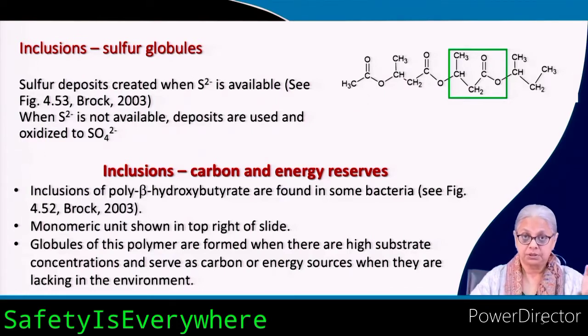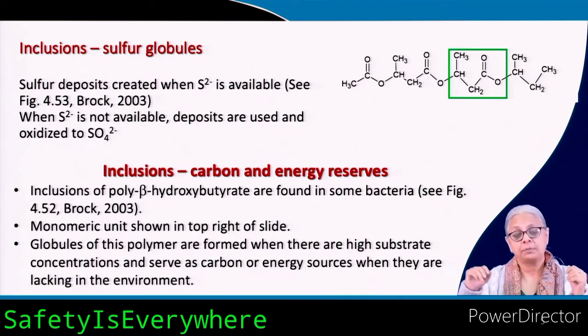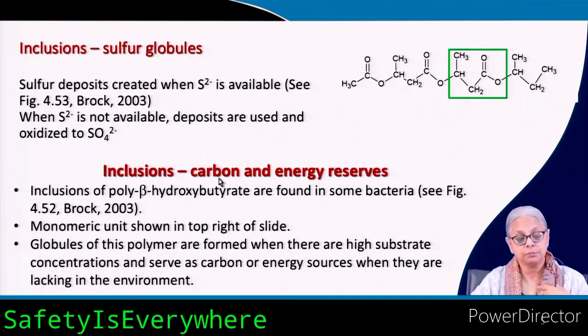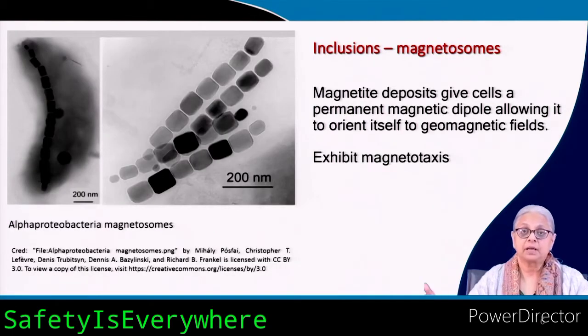Globules of this polymer are formed when the substrate concentration in the environment is high, and this will help the bacteria to survive famine. Famine in the sense of nutrient availability. So when there are insufficient nutrients in the environment of the particular bacterial cell, it can utilize these storage granules for both mass as well as energy. So these are survival mechanisms that have been developed by bacteria to survive when the environmental conditions are hostile.